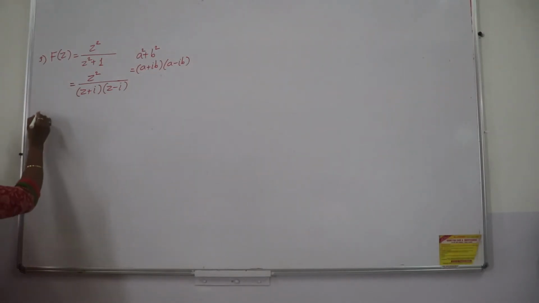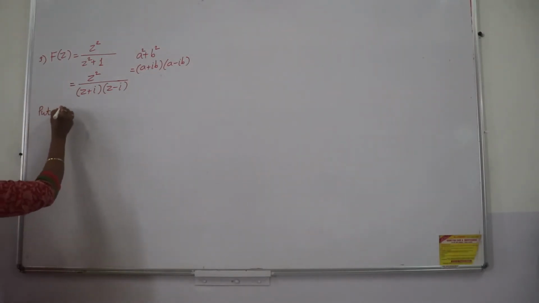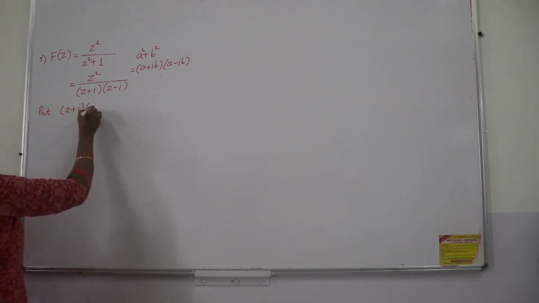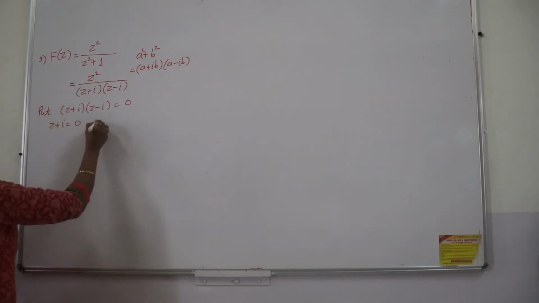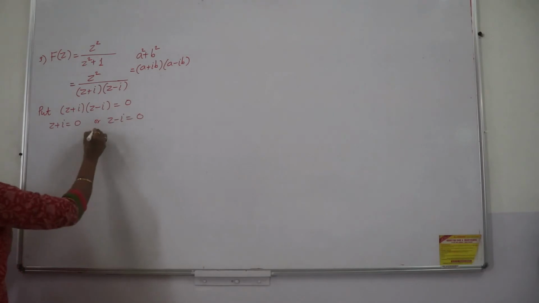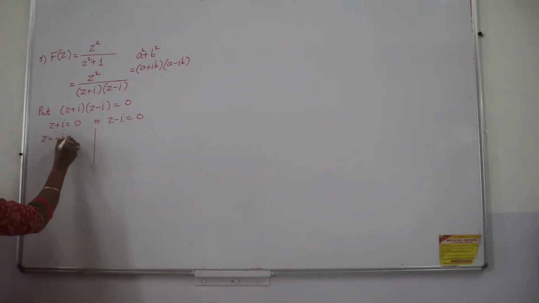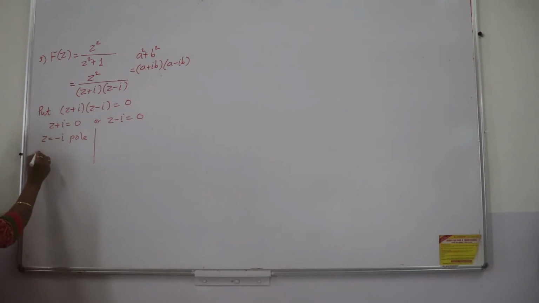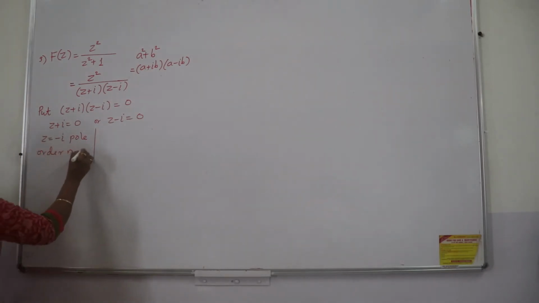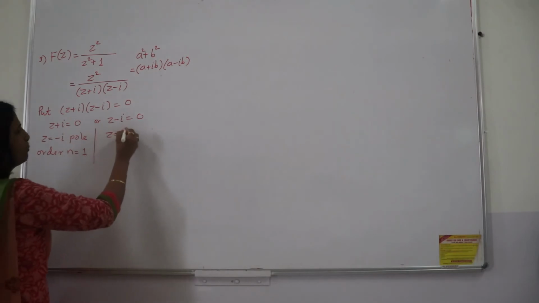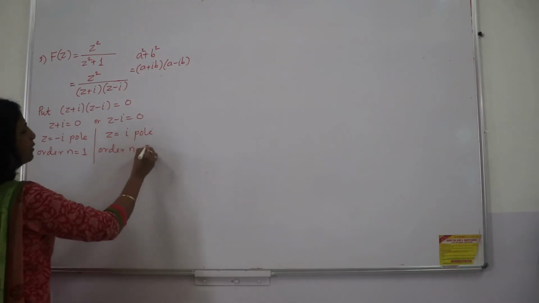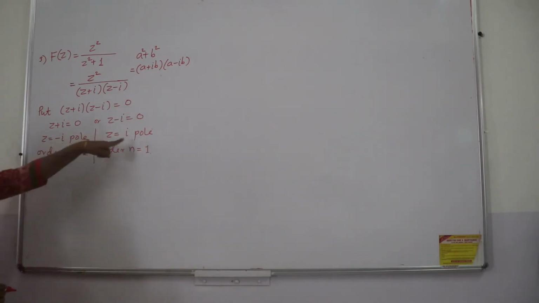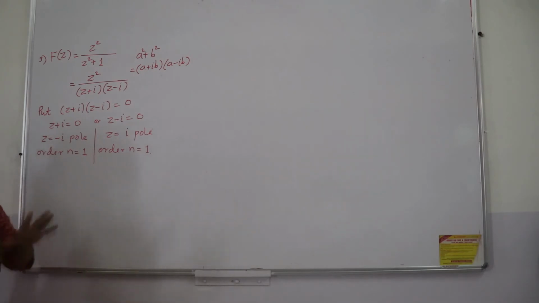Very typical example. Now put the denominator equal to 0. So z plus i, z minus i is equal to 0. This will give me z plus i is equal to 0 or z minus i is equal to 0, and so z is equal to minus i. This is a pole. The bracket power is 1, so the order n is 1. Now here z is equal to plus i. This is a pole, and for this again order n is equal to 1. Now don't worry, i is simply treated as a constant. Majority of the times we are very much afraid of this i.